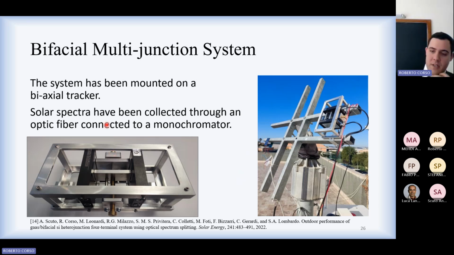And for this reason, it was installed on a biaxial solar tracker in order to have incident solar light at the desired angle throughout the course of the day. Moreover, we also collected the direct solar spectrum through the use of an optic fiber connected to a monochromator with a solar cell at the end in order to register the current production at each wavelength, which corresponds, of course, to the impinging irradiance.